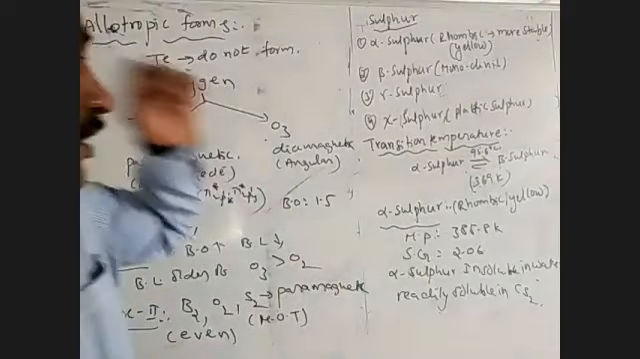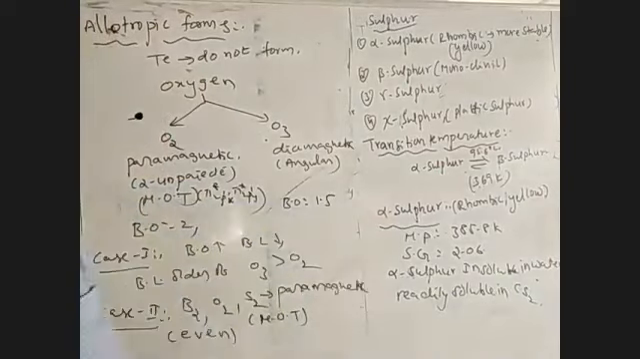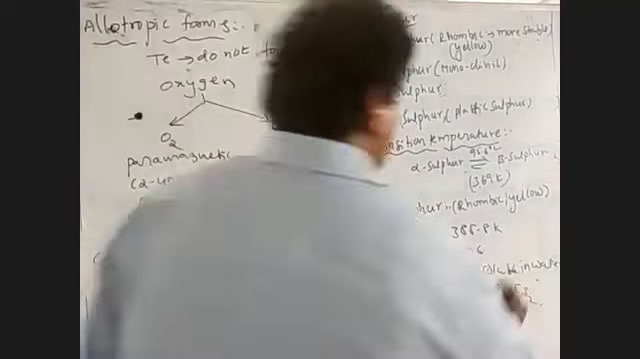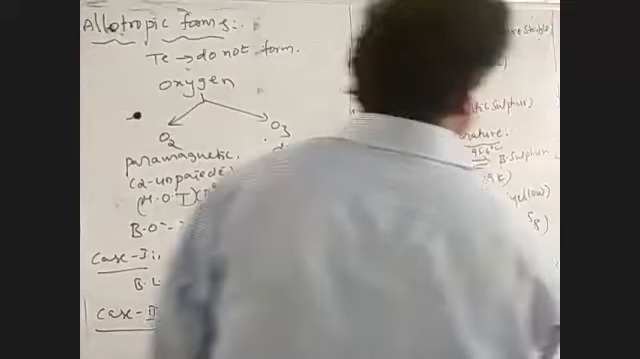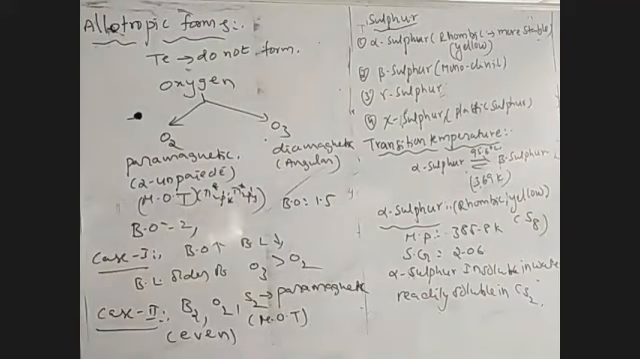This is known as rhombic sulfur, called alpha sulfur. It contains S8 units. The alpha sulfur, rhombic sulfur, has the S8 unit. Here S8 has a puckered ring configuration.